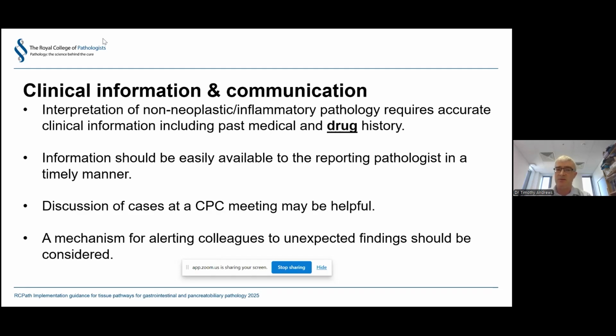It's important that this information is easily available. Again, we'd advocate that it's provided to the pathologist as opposed to them having to go hunting for it in the medical record or other clinical systems. If the opportunity arises, having a clinico-pathological conference meeting is certainly helpful for discussion of these cases. As we will emphasize occasionally, you do sometimes have unexpected findings. So, for example, a non-neoplastic case actually turns out to be neoplastic. Obviously, there should be a means to alert colleagues to these unexpected findings in line with college guidance.